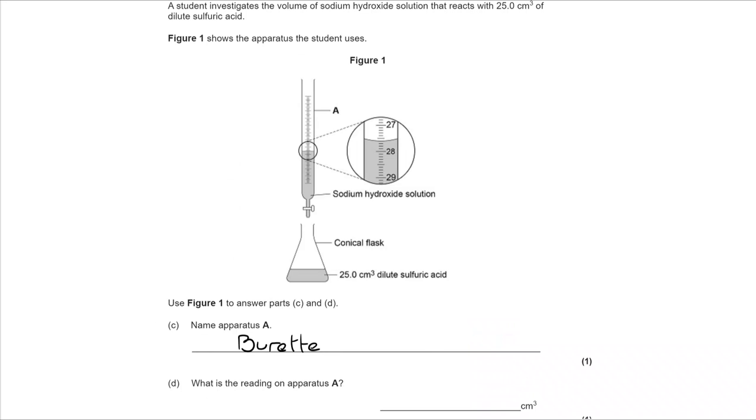In terms of the reading of it, you've got to be very careful because you'll notice the numbers get bigger as you go down. We know that the answer is going to be between 27 and 28. We know it's in the lower half, so it's closer to 28. So we avoid the most common wrong answer of 27.4 and we go to the correct answer of 27.6.